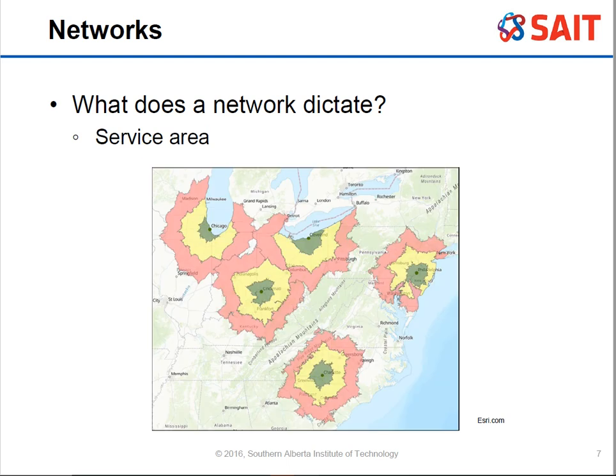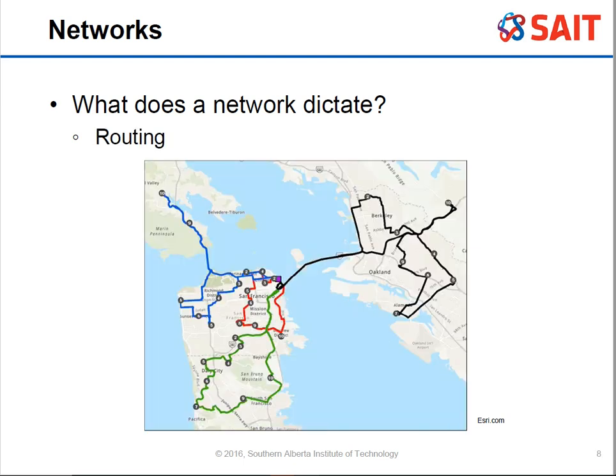Then there's also service area. This is really good for looking at, for example, hospitals, or if you work for cellular service providers, the service area for the cellular services. You can figure out what that service area looks like and where it's poorer or better, and then you can also see areas which have gaps.